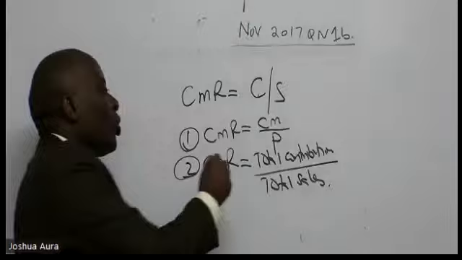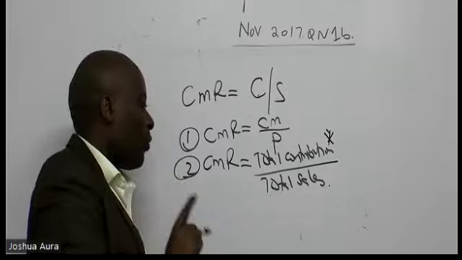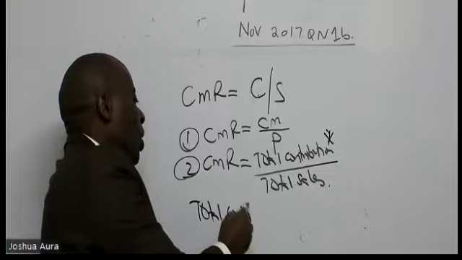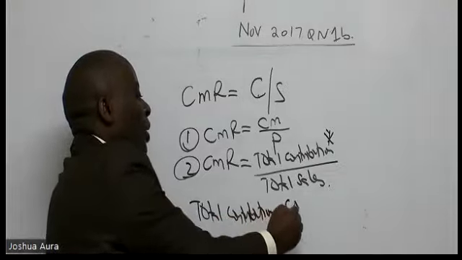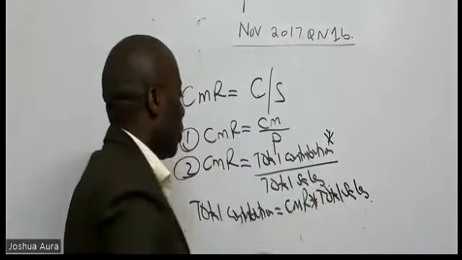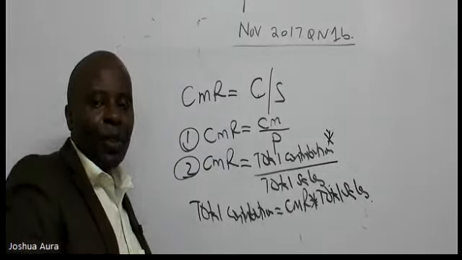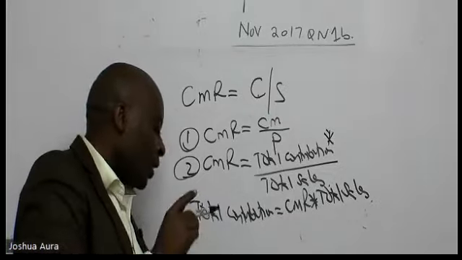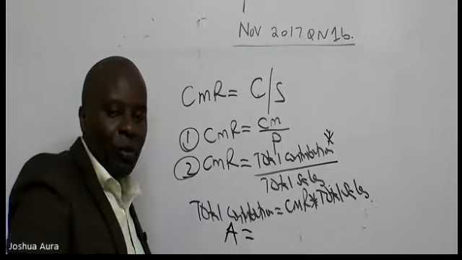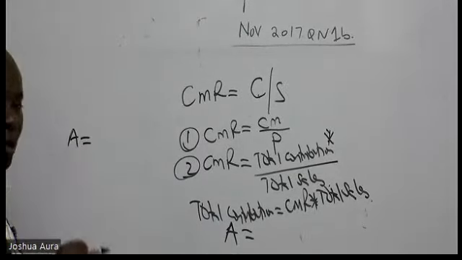So could you kindly make total contribution the subject of the formula from the second equation? From the second equation, the total contribution will be equal to CMR times what here, somebody? Times total sales. The total contribution will be CMR times total sales. So then could you kindly do me a favor? Could you kindly give me the total contribution from the first product known as product A?